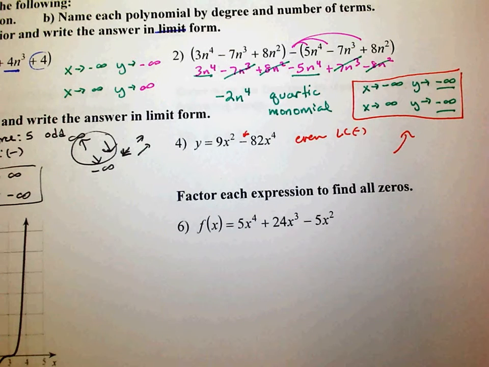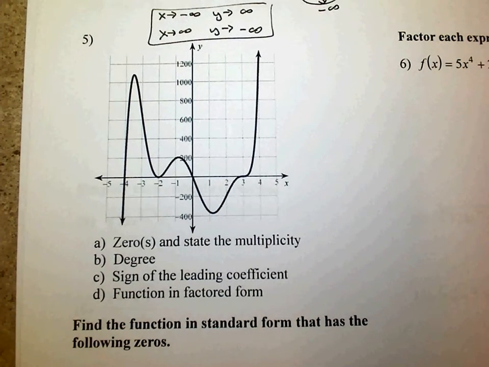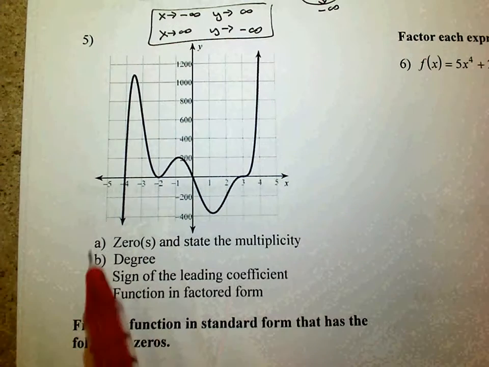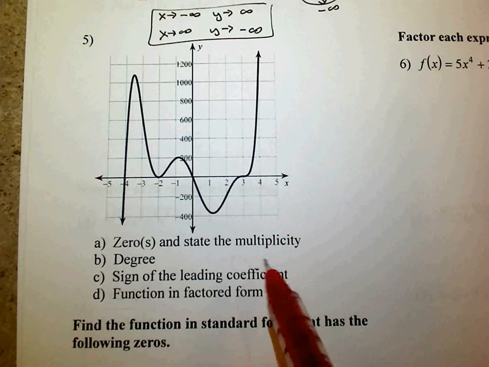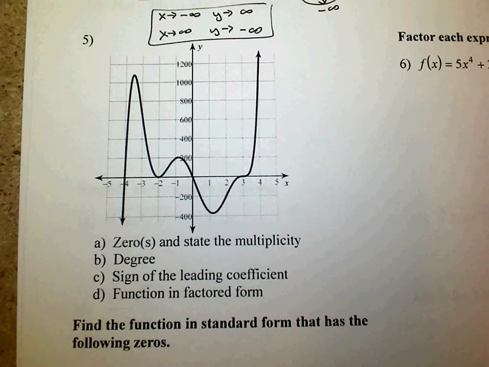Okay, let's move on to number 5. On number 5, it says, given this function, find the zeros and state the multiplicities, degree, sign of the leading coefficient, and function in factor form. So let's talk about multiplicities for a second.